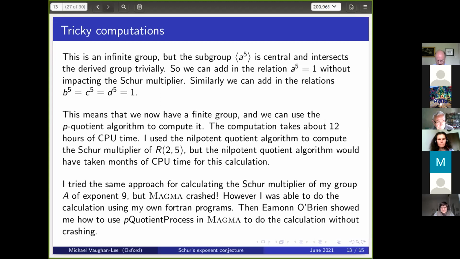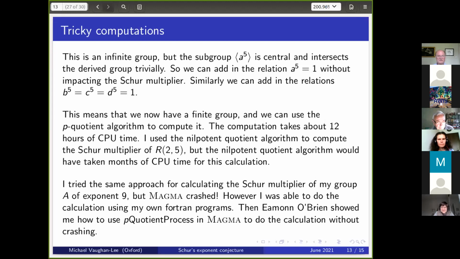And Eamonn O'Brien is the guy who maintains the P quotient program in Magma, and I asked him about it, and he showed me how to do the calculation in Magma using something called P quotient process, but I won't bore you with the details of that.